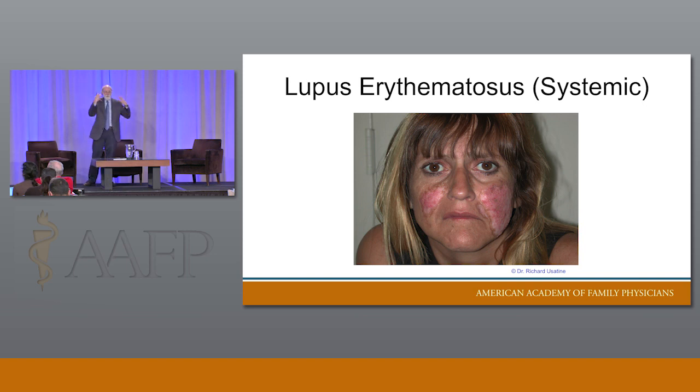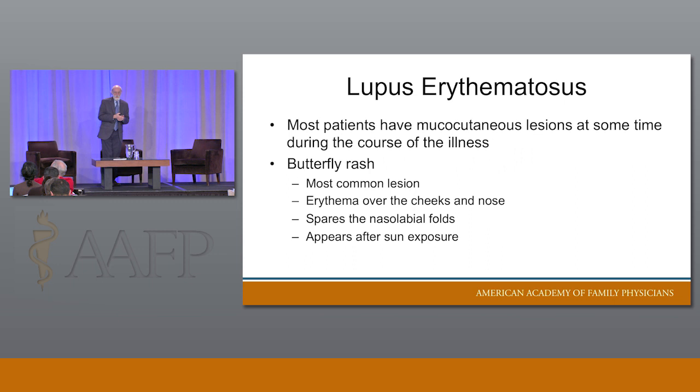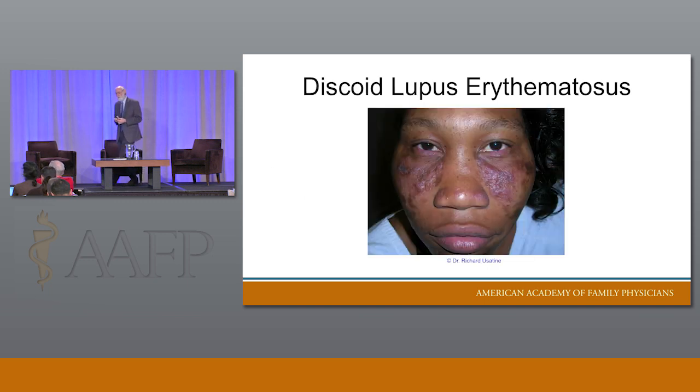The malar butterfly rash, the mask of the wolf, as they say. Lupus can be chronic cutaneous lupus, subacute, or acute cutaneous lupus, depending on how it looks. Most people with lupus have some rash at some time in their course of therapy, the butterfly rash being the most common. It does get worse in the sun, tends to spare the nasolabial folds, unlike the other disease we talked about. Here we see another patient with discoid lupus.